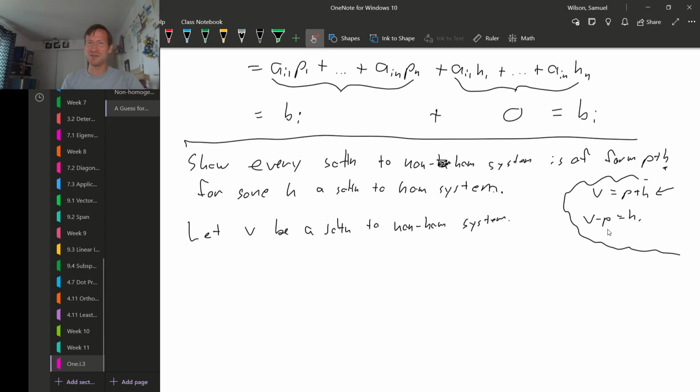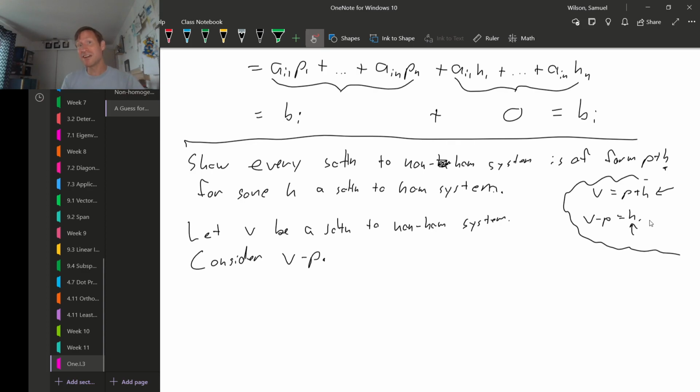What is v minus p? So let's consider v minus p. Now what we're hoping, again, is that v minus p is a solution to the associated homogeneous equations.